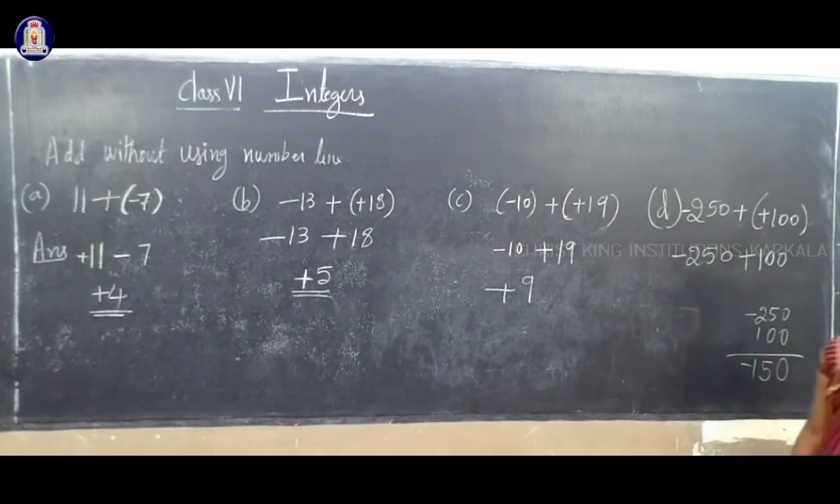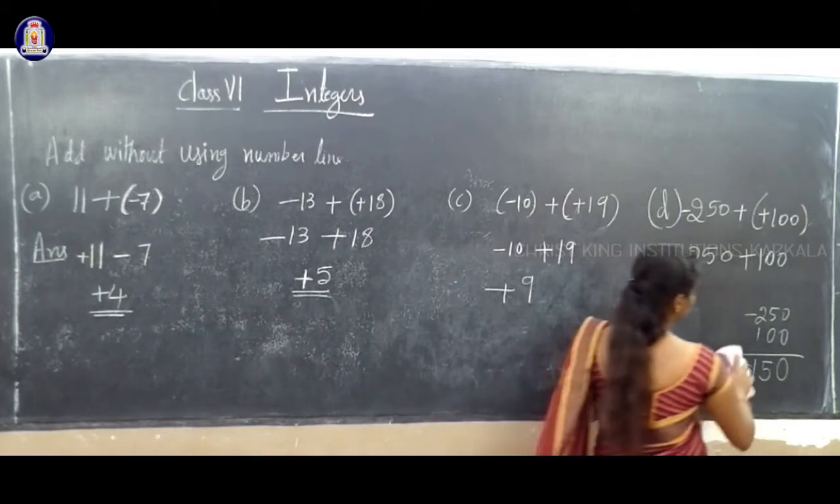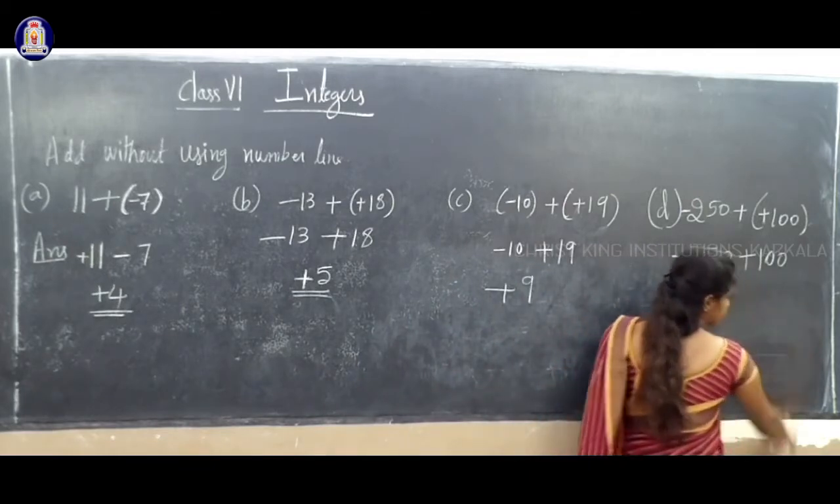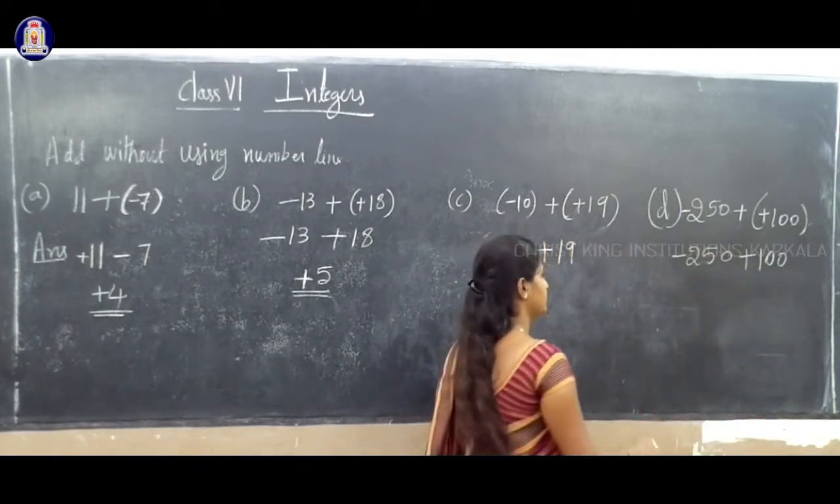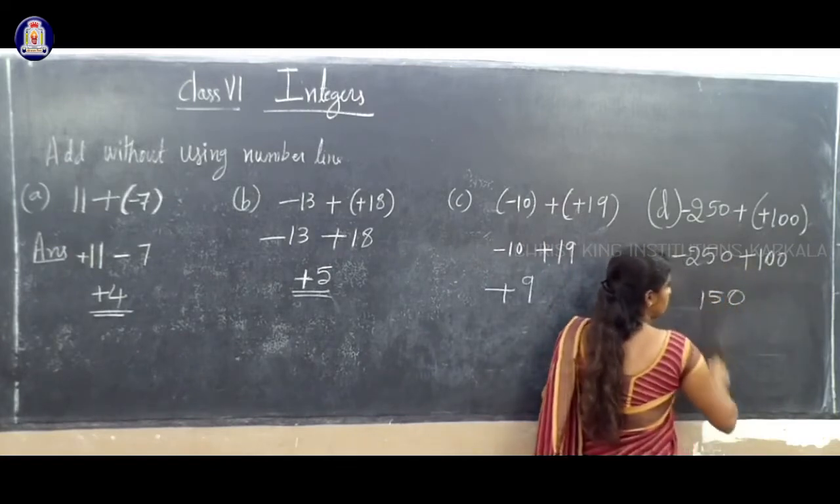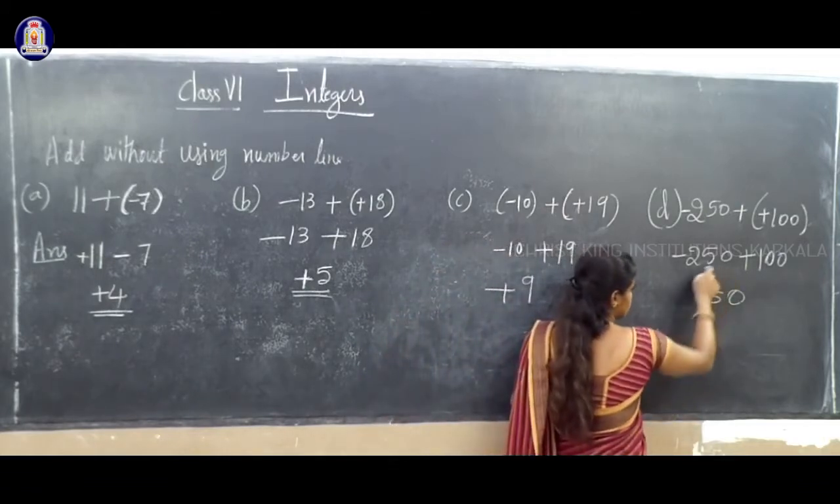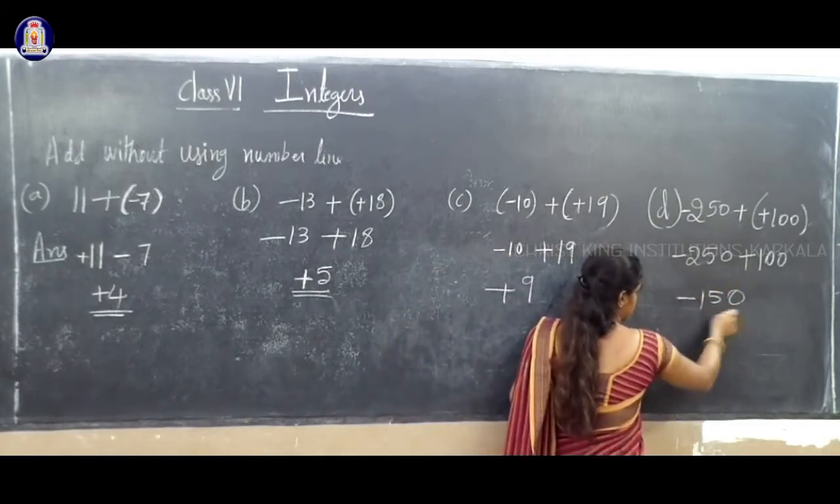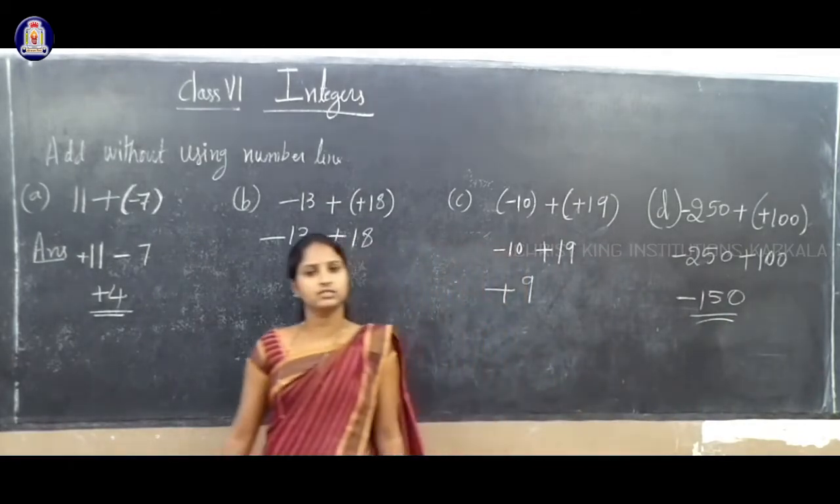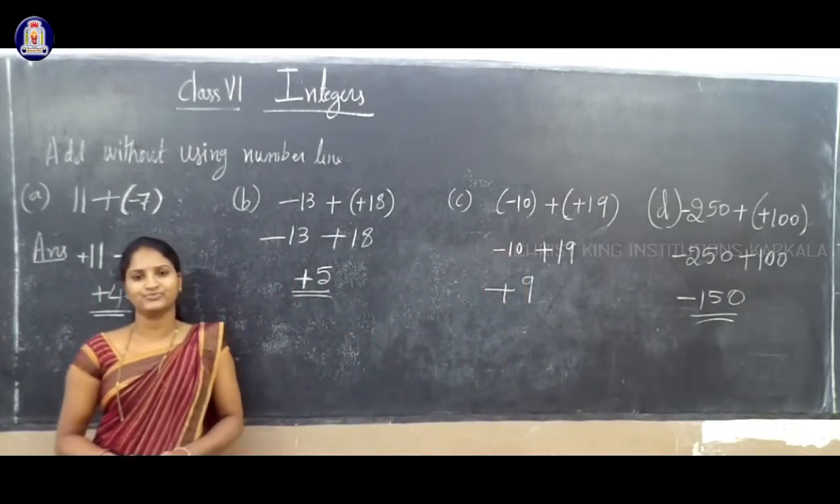So next you have to see the greater number sign. That is minus 250. So that sign is negative. So right. 250 minus 100. What is the answer? Answer is 150. Is it correct? Yes. So now in this greater number is 250. That sign is minus. Clear? Minus 150 is the answer. Thank you.